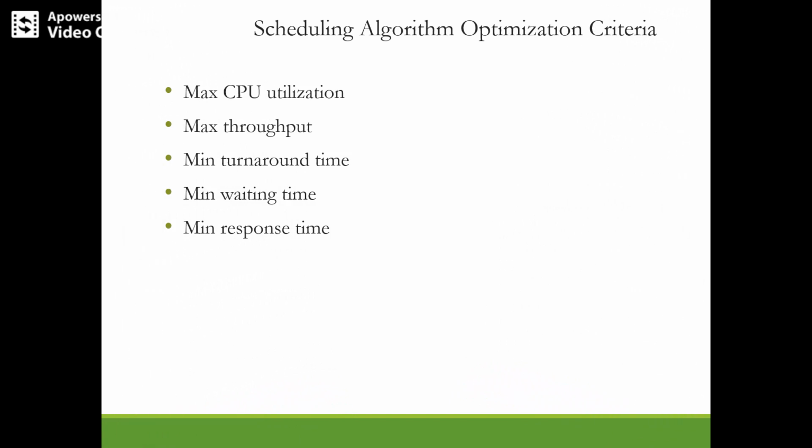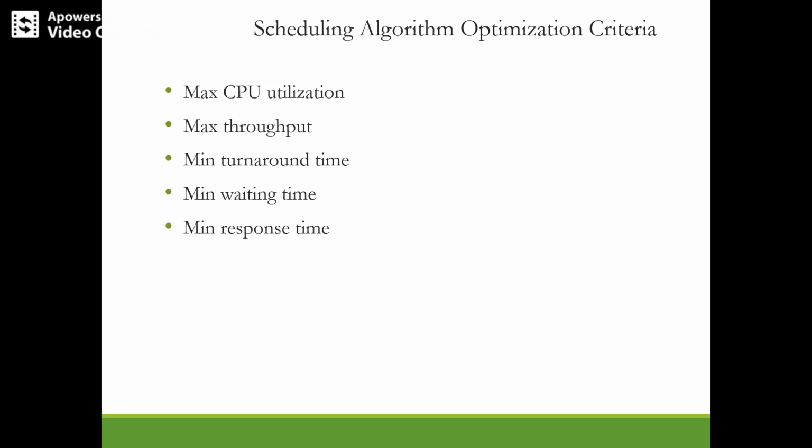What are the major algorithm optimization criteria? First of all, the CPU utilization should be maximum, and also the amount of work completed per unit time must be more. That is nothing but the throughput. And turnaround time is the time taken from the submission of a process until its completion. So this has to be less, right? And there should be a minimum amount of time that the process is waiting in the ready queue.